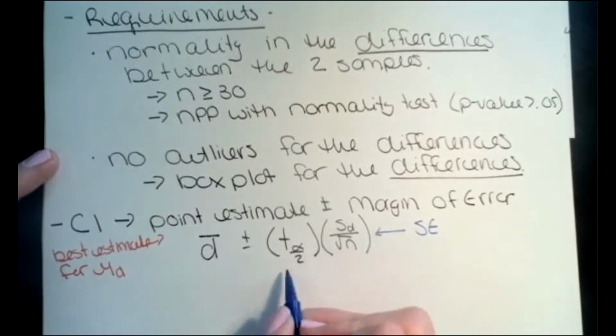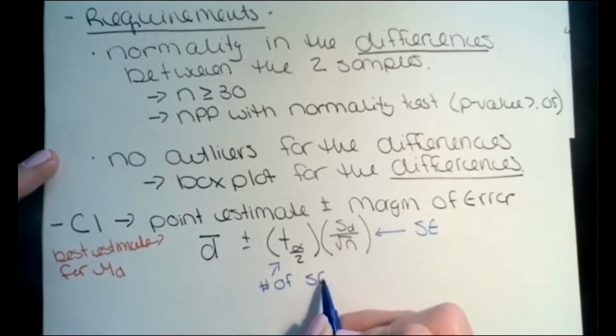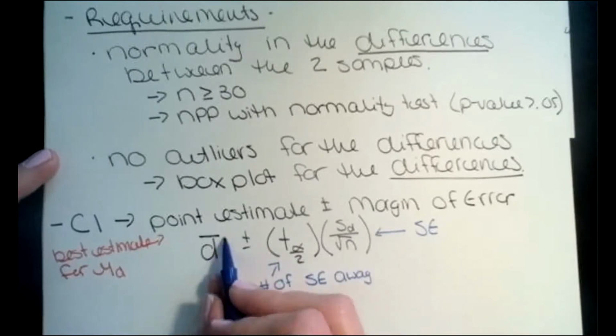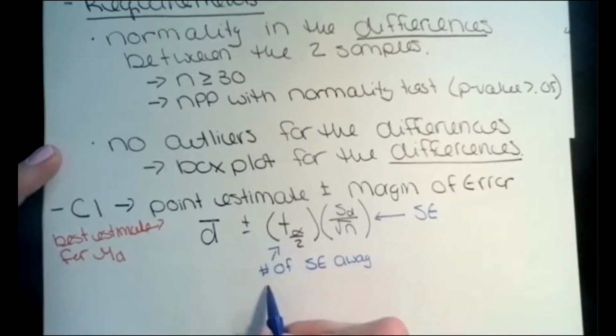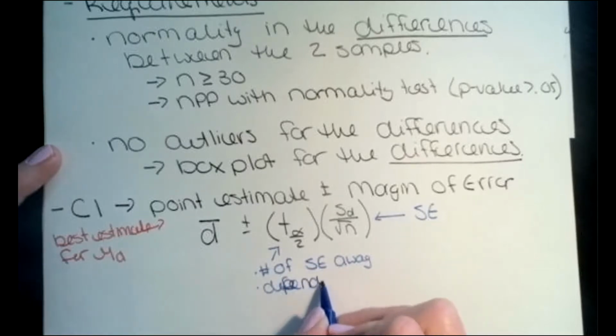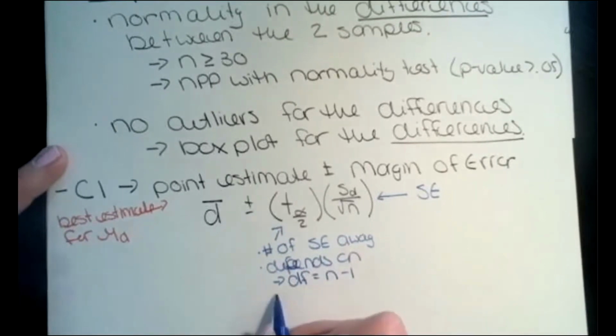Okay. And this still represents the number of standard errors away from our center, which is D bar. Okay. This, of course, depends on two things: degrees of freedom, which again comes back down to n minus 1 because n is the same, and my confidence level.